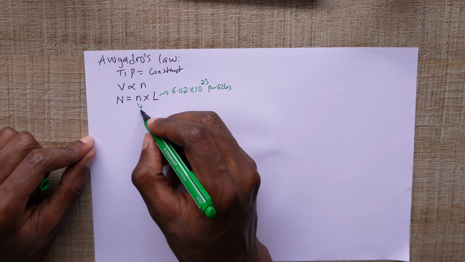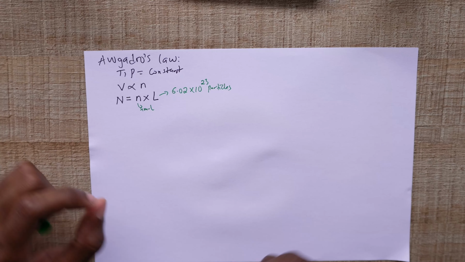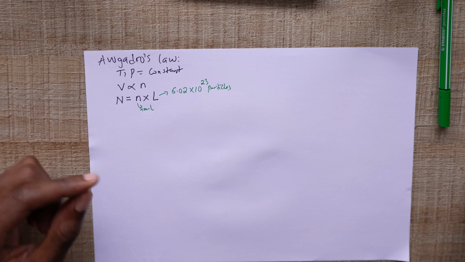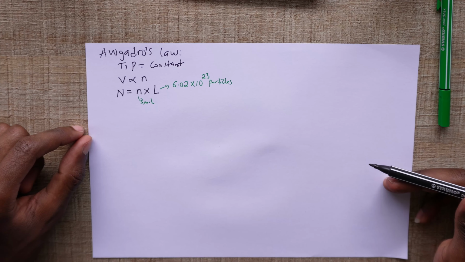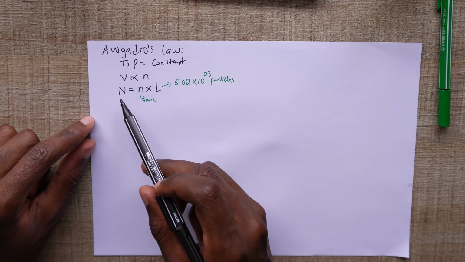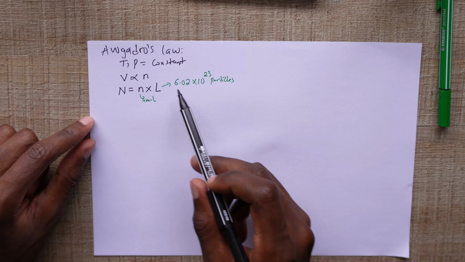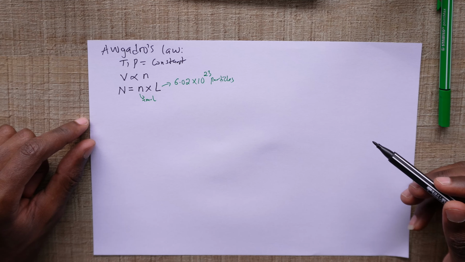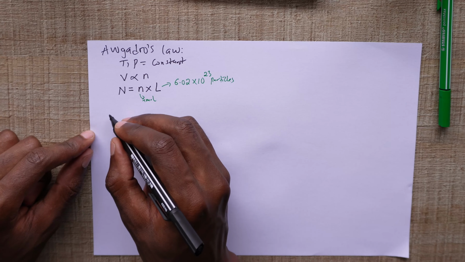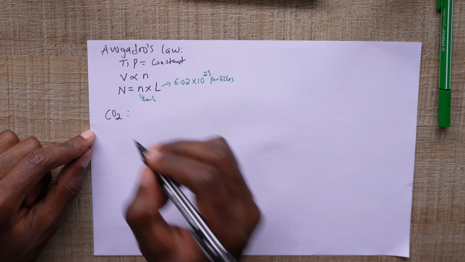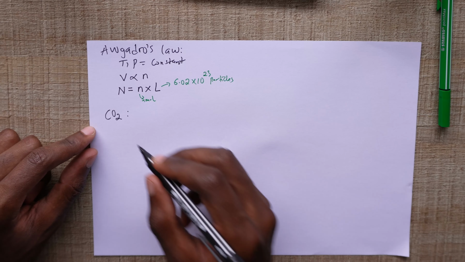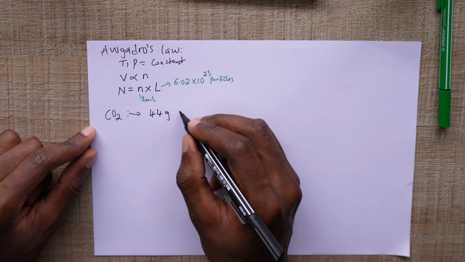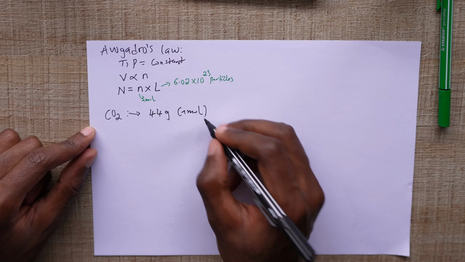So 1 mole of any gas contains this number of particles. Note that this law is very powerful in that this value L is a constant for any substance. For example, if you have carbon dioxide, CO2, which is a gas, then 1 mole of carbon dioxide contains 44 grams. So this is 1 mole of carbon dioxide.